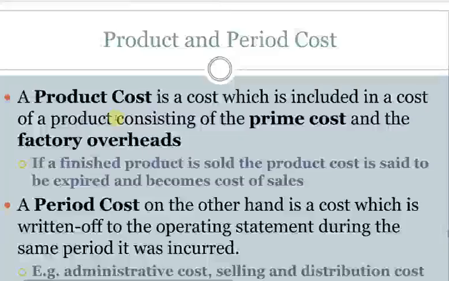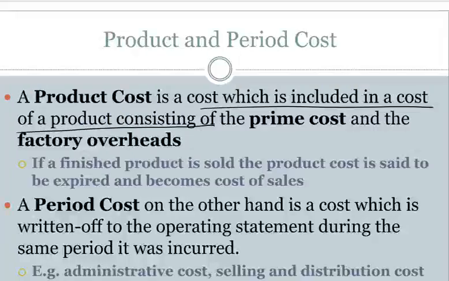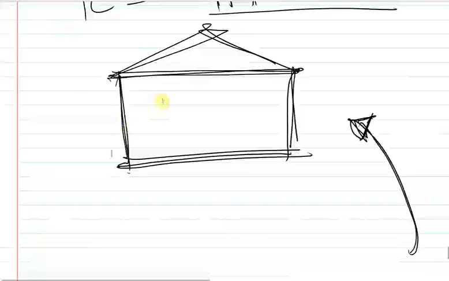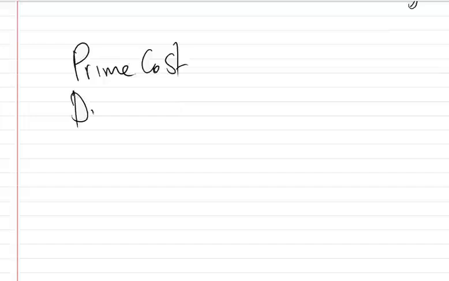So when we're talking about product cost, we are talking about cost which is included in the cost of a product. We're saying that any cost that will be included in the cost of a product is called product cost. It will consist of prime cost and overhead. We talked about prime cost, whose other name is direct cost.